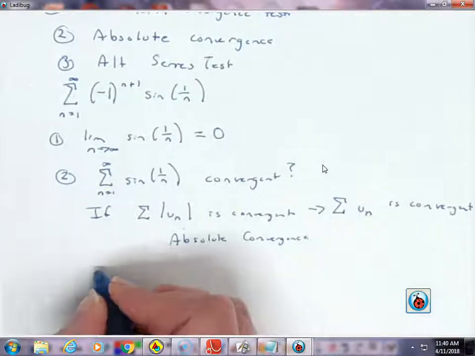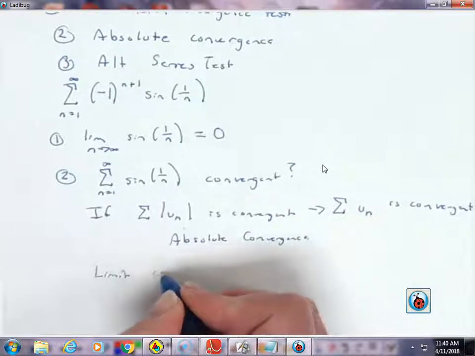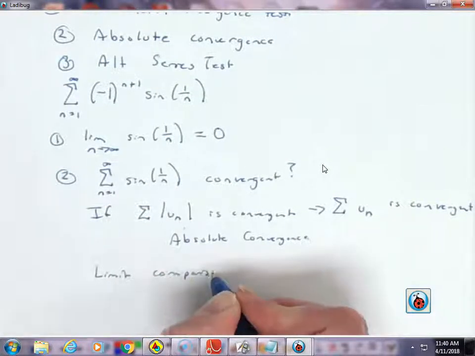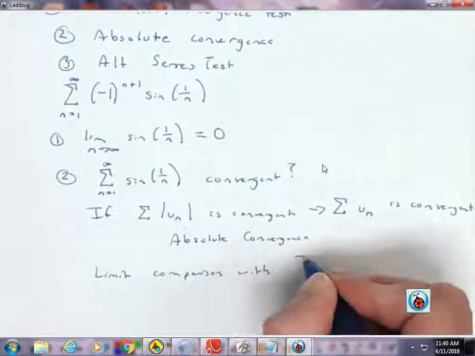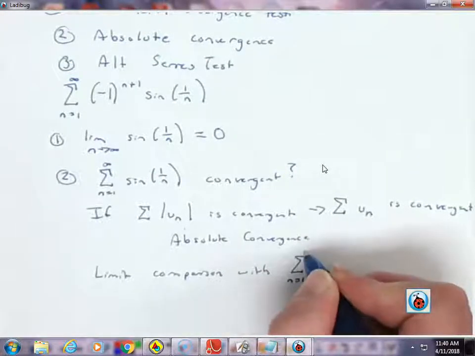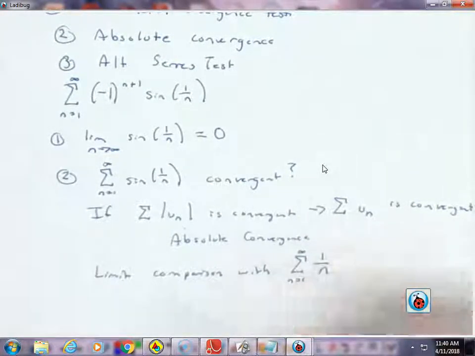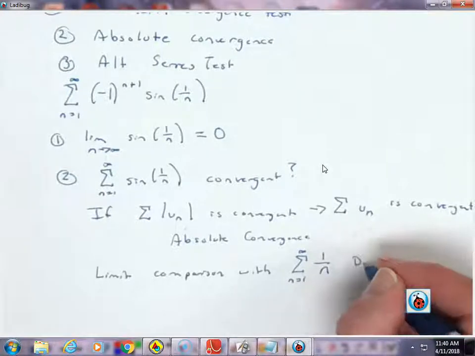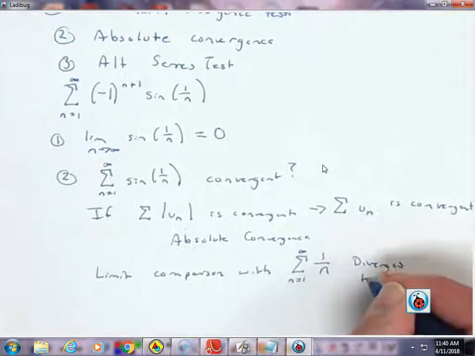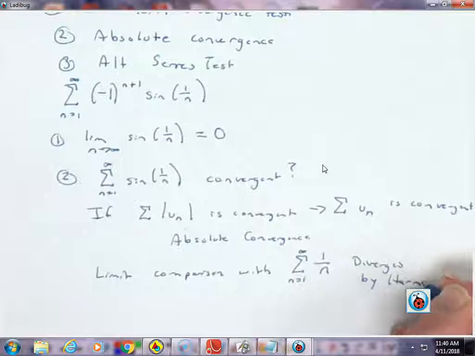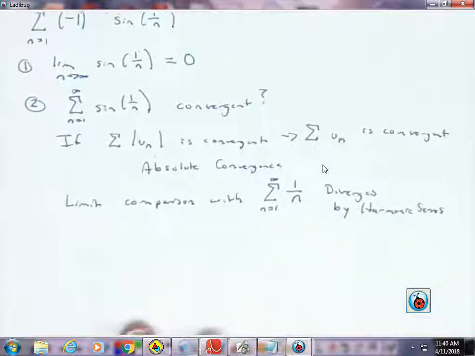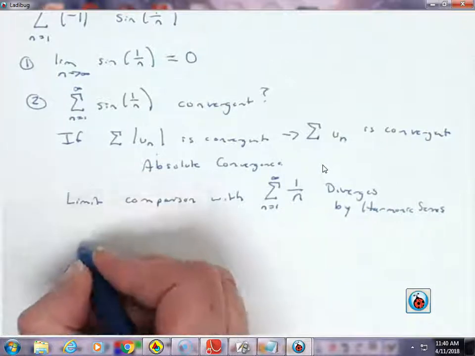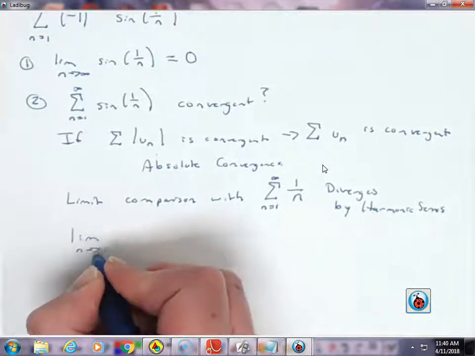And I'm going to do a limit comparison with the summation from n equals 1 to infinity of 1 over n. Okay, so this is either a p series with p equal to 1, or you can look at it as your harmonic series, but this one definitely diverges by the harmonic series, or p series test, p equal to 1.